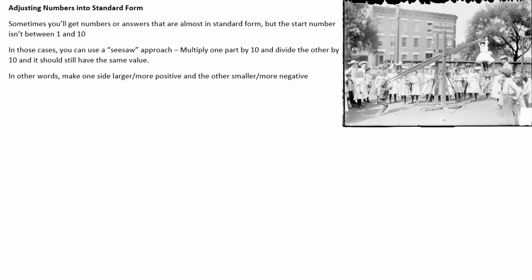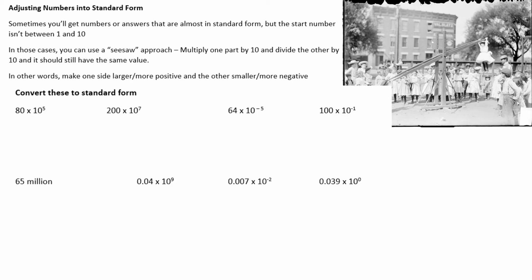Sometimes you'll get numbers which are not quite in standard form, or you might get answers which are not quite in standard form. And of course, one way to adjust them would be to write them out in full and then change them back into standard form like we've just done. But you can be a bit smarter about this. We can use what we call a little seesaw approach, which is just making one side bigger and one side smaller, and it'll work out that you get the same value.